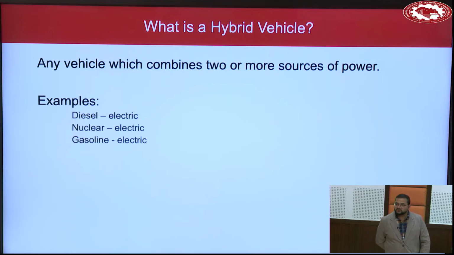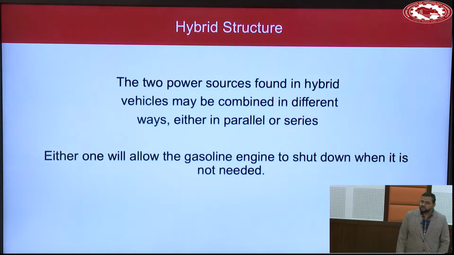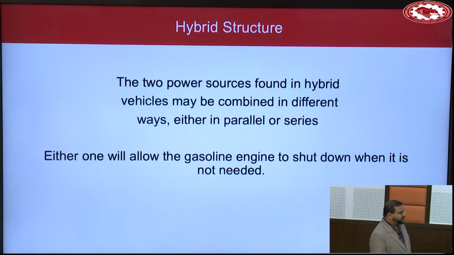Generally, it is any vehicle which combines two or more sources of power. So generally people have petrol, diesel cars, then they got CNG, so you can run with CNG as well as petrol and so on. In a similar way, you might have diesel and electric, petrol and electric, gas and electric. The two power sources found in a hybrid vehicle may be combined in different ways, either in parallel or serial. It depends on, when you're driving your car, whether you can use both types of energy source, or only one at a time. That we are calling parallel and serial.